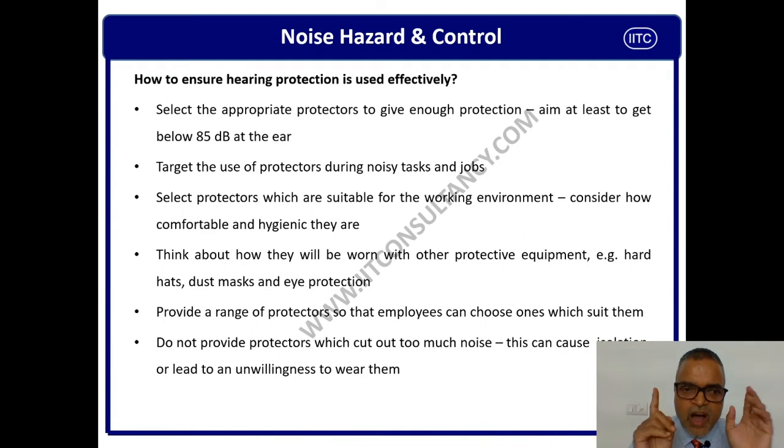Think about how they will be worn with other protective equipment like hard hats and goggles. Guys, sometimes there is a compatibility issue. Sometimes you need to use a helmet, ear muff and goggles always. So you need to check the compatibility so that it is comfortable while using the ear muff or earplug. Provide a range of protectors so that employees can choose one of them.